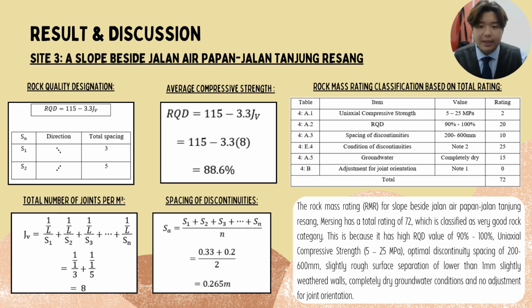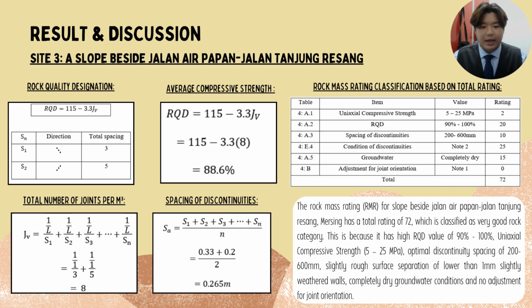For the rock quality designation, our RQD for S1 is 3 and S2 is 5. By using it, we calculated our number of joints per meter cube, which is 0.53. And for the average compressive strength, the rating is 100 because the Jv is lower than 4.5. And the spacing of discontinuities is 4.